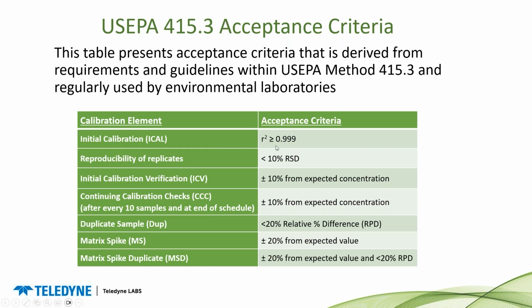Like I said, most people will go with a 0.999 initial calibration R-squared value, and reproducibility of replicates. You're going to want them to be less than 10% RSD. Initial calibration verification, plus or minus 10% of expected concentration, as well as the continuing calibration checks, which will be run after every 10 samples and at the end of the schedule. And there'll be duplicate samples, which you want your relative percent difference to be less than 20%. Matrix spike, plus or minus 20% of the expected value, then the matrix spike dupe, which is a combination of dupes and matrix spikes.